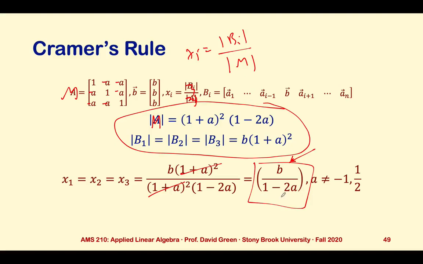The larger a is, the smaller the denominator is, and the larger the total amount that we need to produce is. So it all makes sense within the context of our problem.